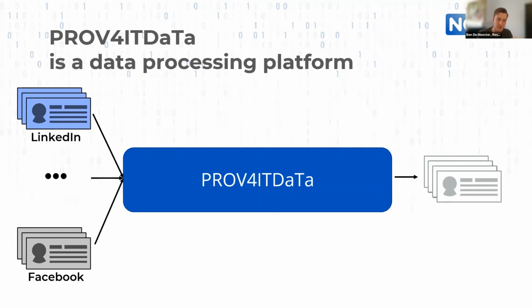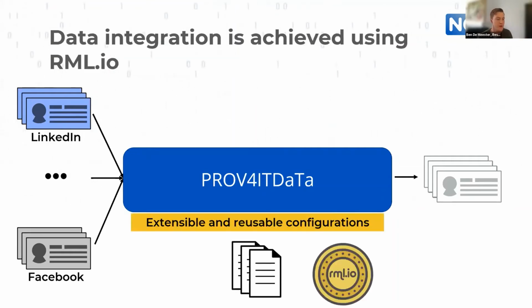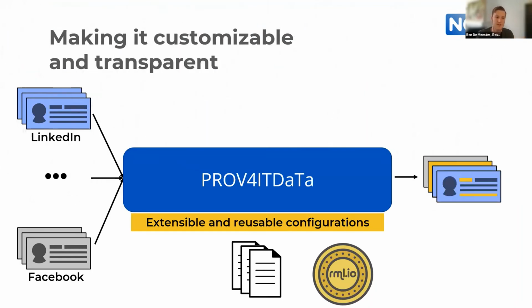How you can actually choose which data parts you integrate is configured using RML.io. RML.io is an extension on top of a W3C standard, R2RML, and is actually also going into a standardization track. And this allows you to really create presets: extensible and reusable configurations that allow you to make a very customizable and transparent pipeline.